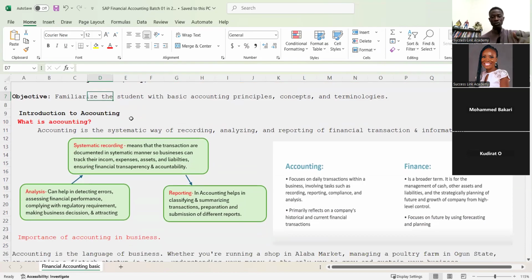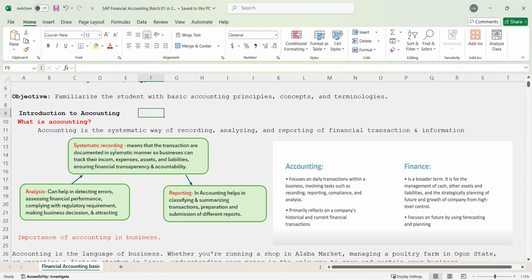I'm sure you can see my screen. As you can see from my screen here, this is the introduction to accounting. So what is accounting? Accounting is a systematic way of recording, analyzing, and reporting of financial transaction information. This is just theory actually. So, like I just said, accounting is a systematic way of recording, analyzing, and reporting of financial transactions.